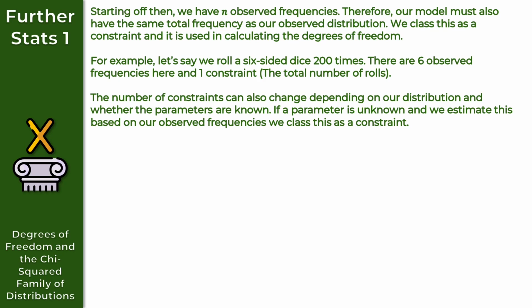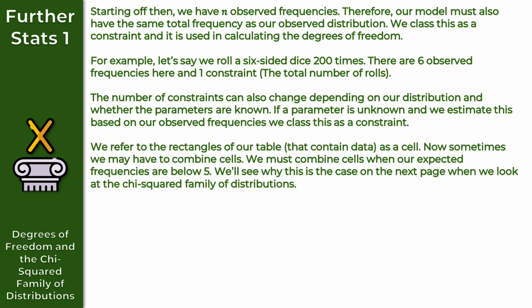The number of constraints can also change depending on our distribution and whether the parameters are known. If a parameter is unknown and we estimate it based on our observed frequencies, we class this as a constraint. It's also important to note that we refer to the rectangles of our table that contain data as cells. Sometimes we may have to combine cells. We combine cells when our expected frequencies are below 5, and we'll see why this is the case in a moment on the next page when we look at the chi-squared family of distributions.